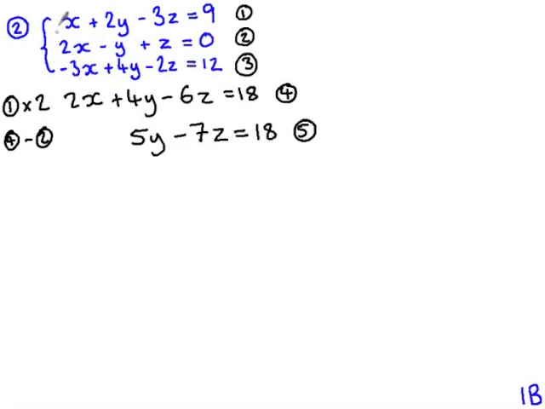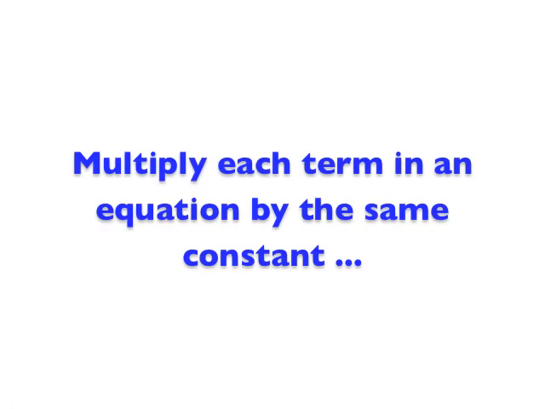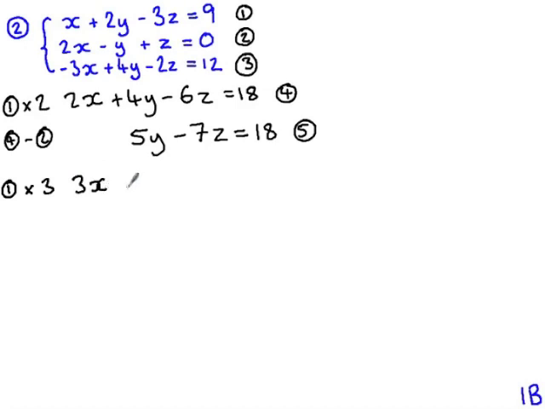So what I'll do now is work with equation 1 and equation 3, and again eliminate the x's so that I have a second equation involving just y and z. So I'll take equation 1 and multiply by 3, which gives me 3x + 6y - 9z = 27. That's equation 6. And this time I've got 3x and negative 3x. So instead of subtracting the equations, I'm going to add them together to eliminate those x's. So this is equation 3 plus equation 6.